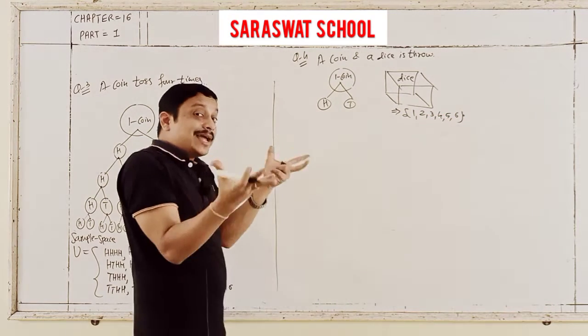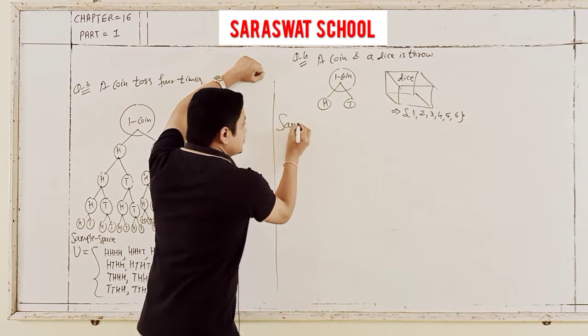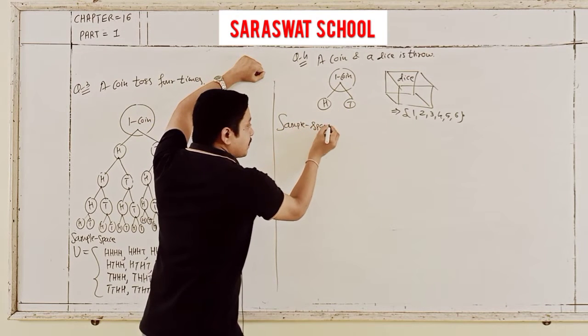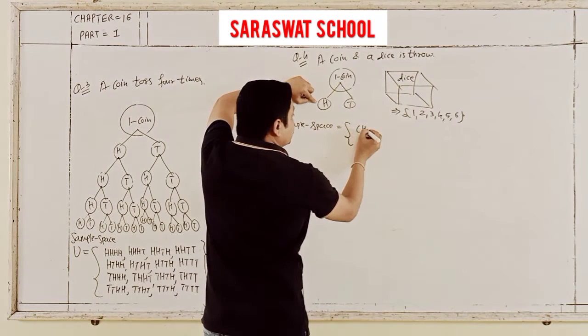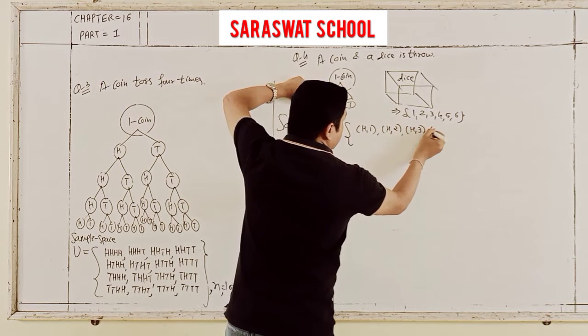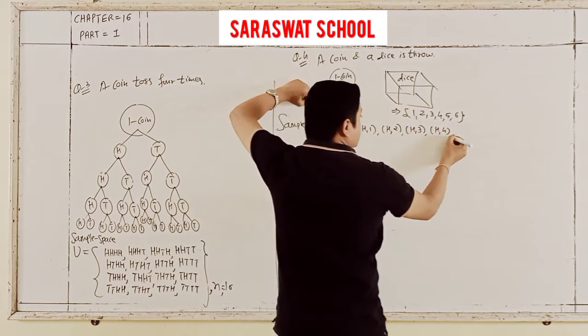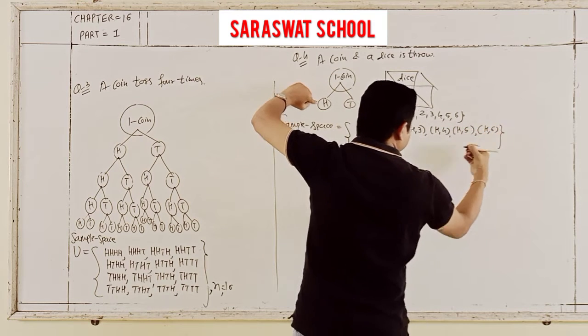Now if you combine the toss of both, the sample space will cover H with all numbers: H1, H2, H3, H4, H5, H6. Now T.